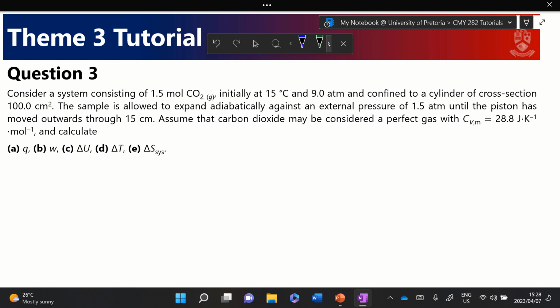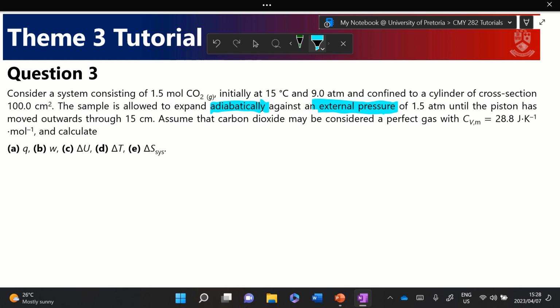Adiabatically, so that's an important phrase there. Let's highlight that against an external pressure, very important point, until the piston has moved outwards a certain number of centimeters. Assume carbon dioxide may be considered a perfect gas with a constant volume heat capacity of that.